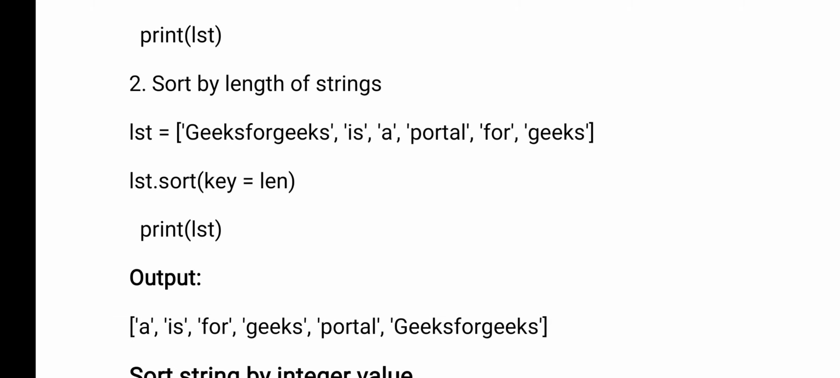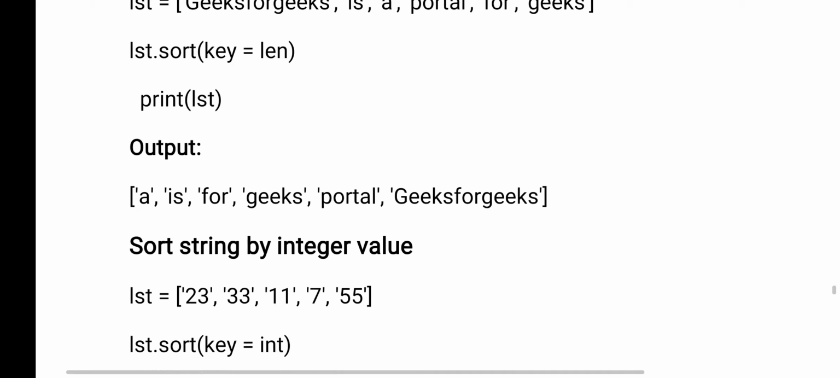The next one, sort by length of the string. Here whatever strings are there are sorted according to their length. Means a one-letter string will be displayed first, a two-letter string will be displayed second. So according to the number of characters in the string, the strings will be sorted. That is by using the length of the string.